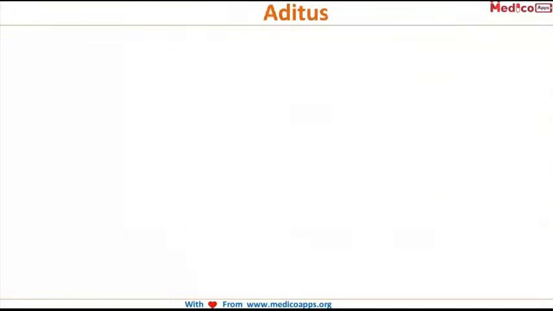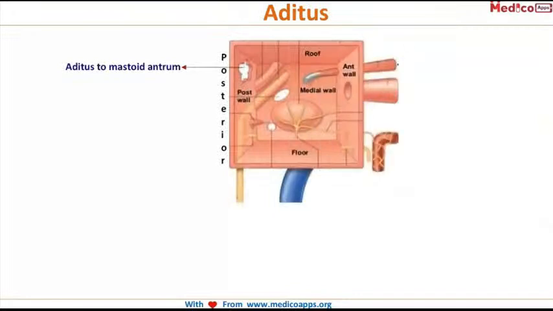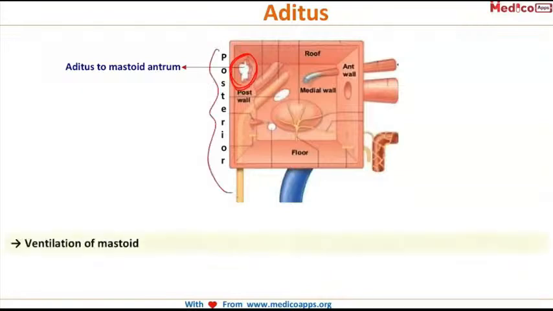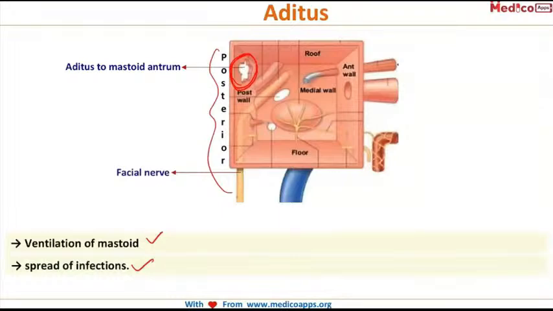The first one we are looking at is the aditus. The aditus to the mastoid antrum is present like this on the posterior wall. It is acting like a ventilation for the mastoid, and because it is ventilation, obviously it will bring along with it some infections also. So it is a very important source of spread of infections within the ear. So here is how the facial nerve is passing. We have previously seen. Here is the aditus. That's nothing but a ventilation of the mastoid.